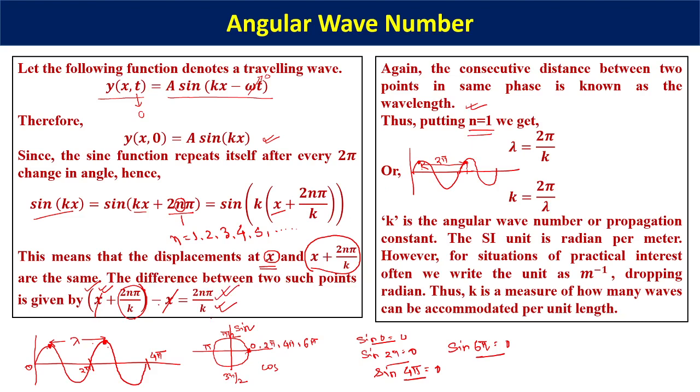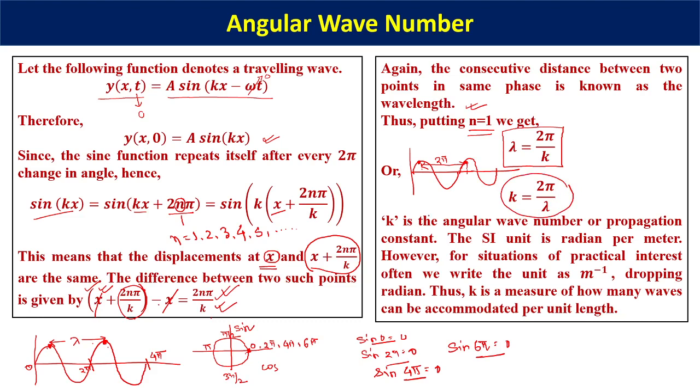So that is lambda is equal to twice pi by k, because the distance between two consecutive points in phase is known as the lambda or the wavelength, and again the distance between two consecutive points is equal to twice pi by k. So lambda must be equal to twice pi by k, or conversely I can say k is equal to twice pi by lambda. This is the relation that I had already introduced you to.